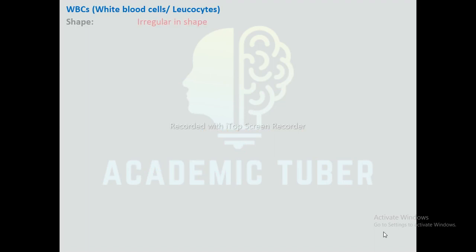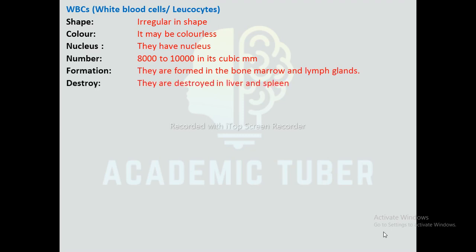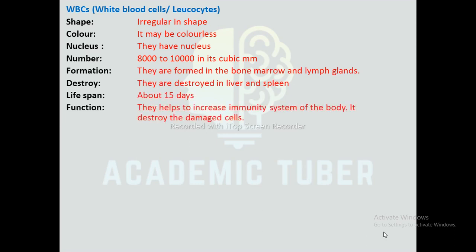White blood cells, leukocytes. Shape: irregular in shape. Color: it may be colorless. Nucleus: they have nucleus. Number: 8,000 to 10,000 in each cubic millimeter. Formation: they are formed in the bone marrow and lymph glands. Destroy: they are destroyed in liver and spleen. Lifespan: about 15 days. Function: they help to increase the immunity system of the body. It destroys the damaged cells. Disorder: leukemia, blood cancer, and leukopenia.